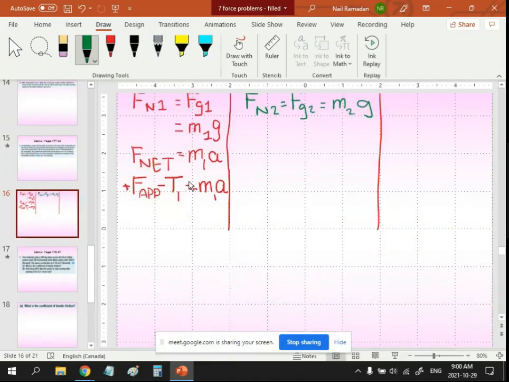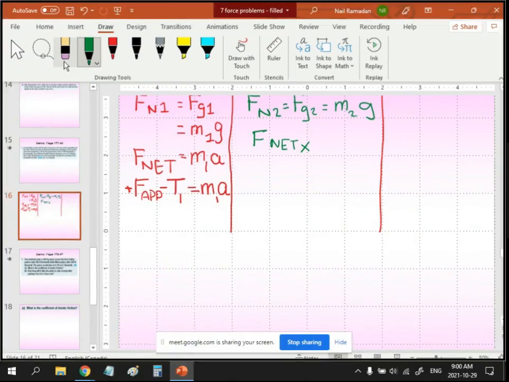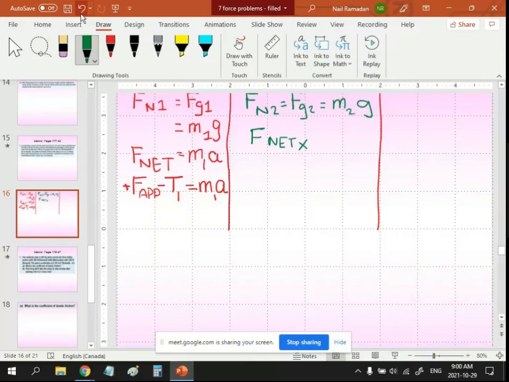All right. So F net. Technically, we have to say F net what? F net on the x-axis. But don't worry. Every F net we're going to almost do in this course is going to be on the x-axis. F net equals M2A. All right. We said which force is going to get a positive? Plus T1, subtract T2. Let's go with T2 first. Subtract FK1. You got it. Equals what? M2A.